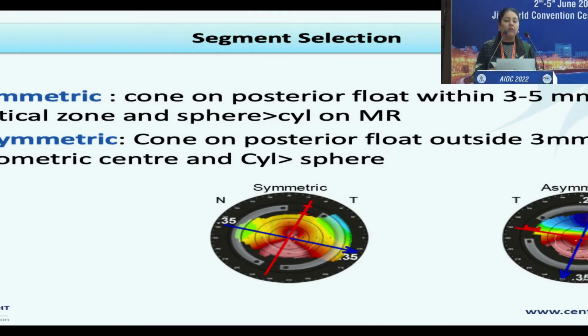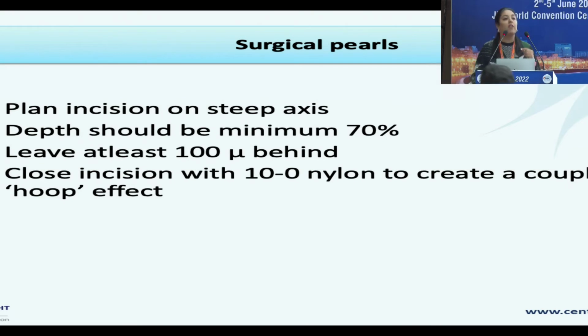Then you need to see whether you need symmetric segments or asymmetric segments. If the cone is more central, that means you will have more myopia, less astigmatism. You will flatten it evenly from both sides using symmetric segments. If the cone is more eccentric, which on topography can be seen by a large part of the cone outside the 3 mm zone on the posterior float, or on refraction you will have a higher degree of astigmatism, then you will use asymmetric segments, because you are going to have a greater effect on the side which has the greater amount of cone, and therefore centralize the cone and regularize the cornea.